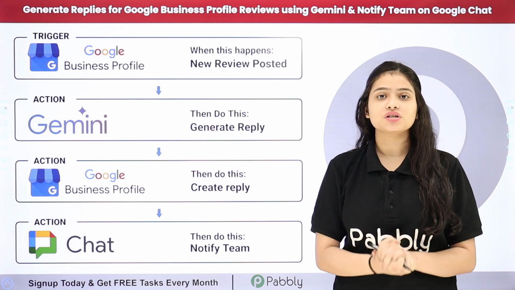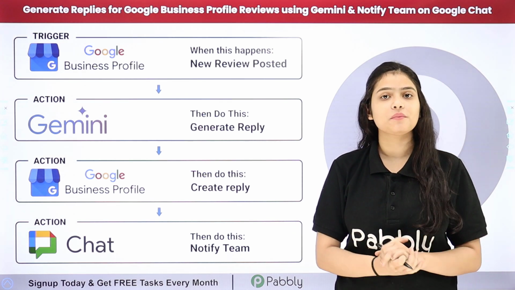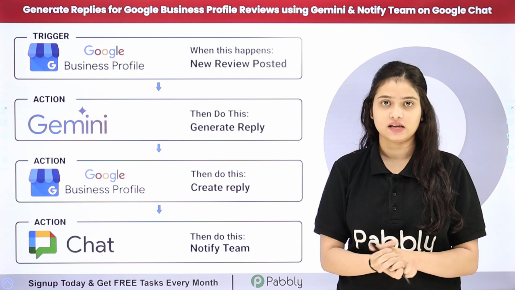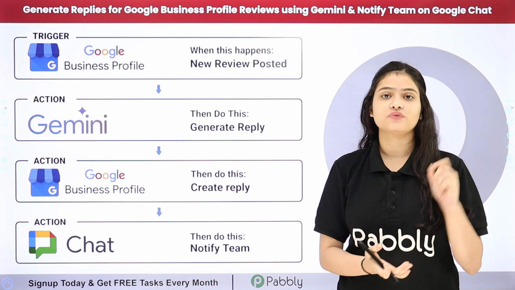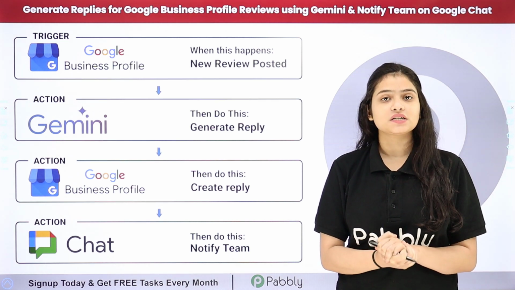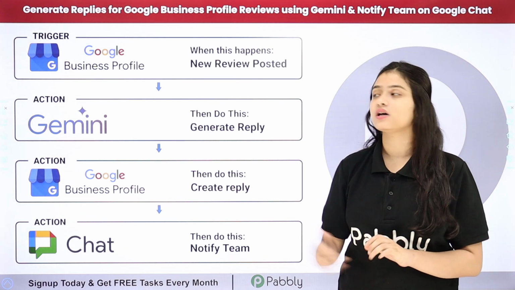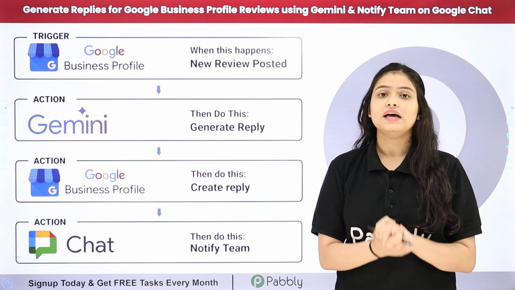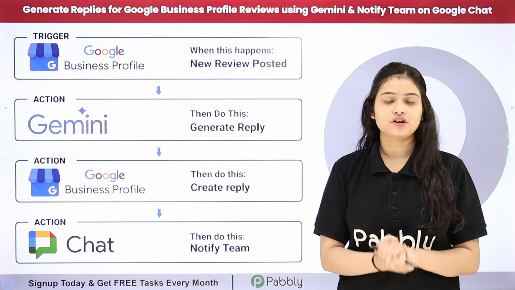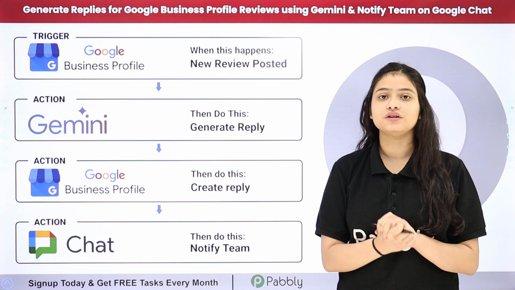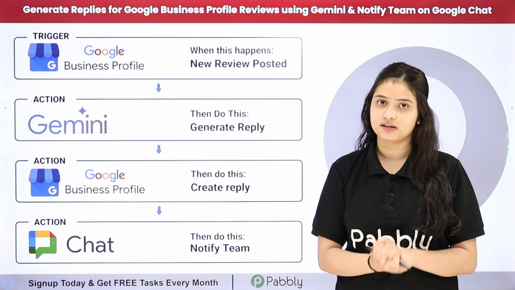So here I am managing a huge restaurant chain and I'm promoting my business with the help of Google Business Profile. Now, because the customer feedback is very important for my business, my objective is that whenever a customer sends a review or feedback for my business with the help of Google Business Profile, then automatically a reply for that feedback should be generated with the help of Gemini and it should be posted on that same review for the customer.